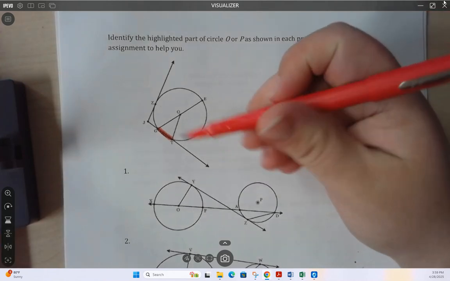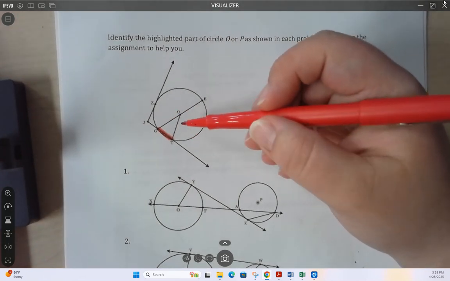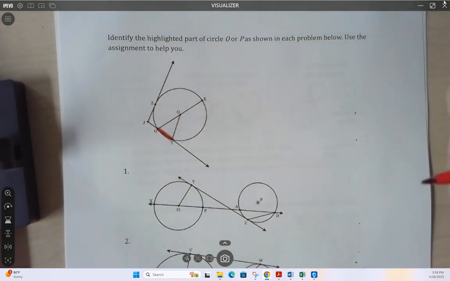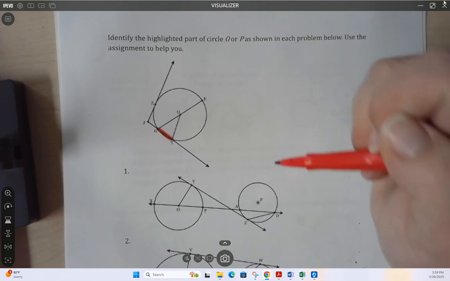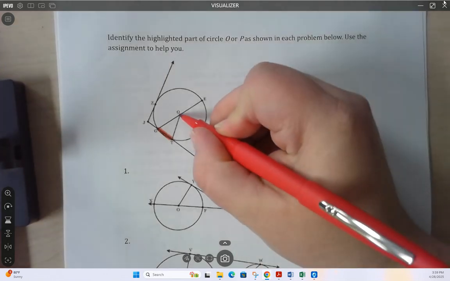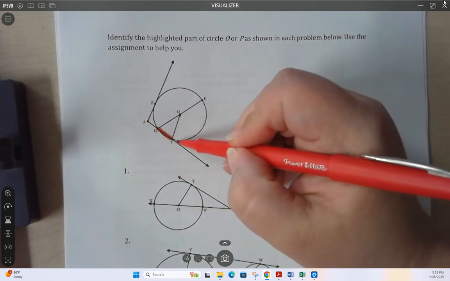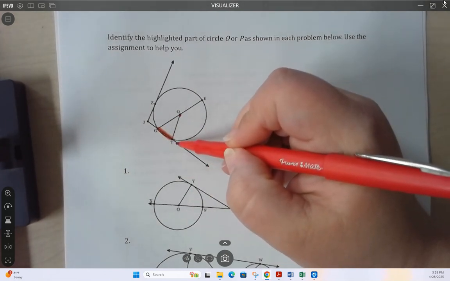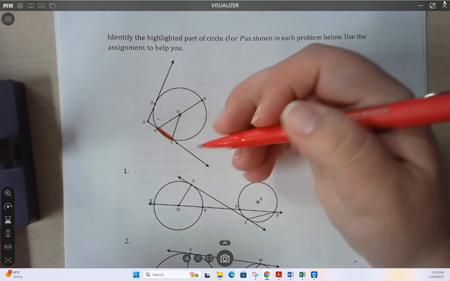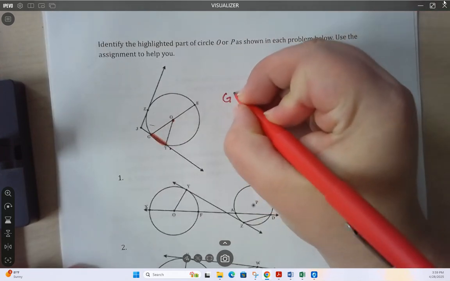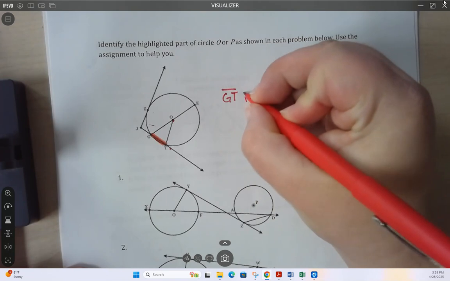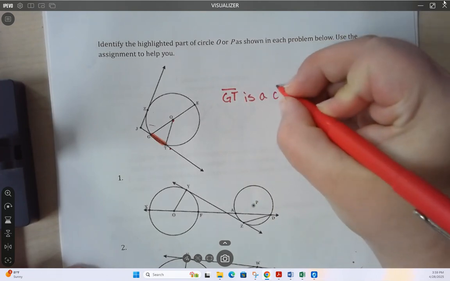Our segments were radius, diameter, and chord. Now, radius and diameter both needed our center. Our center is O. This segment does not touch that center. That makes this a chord. So segment GT is a chord.